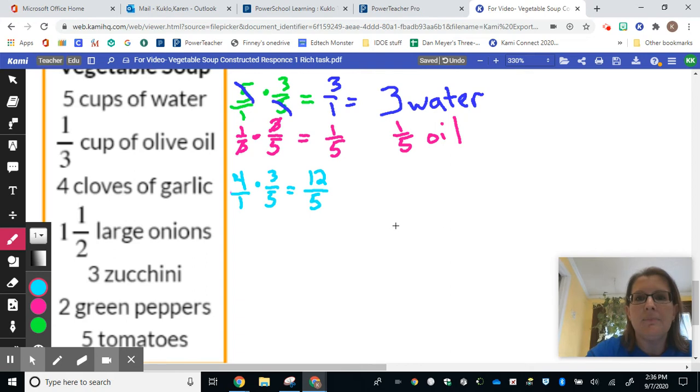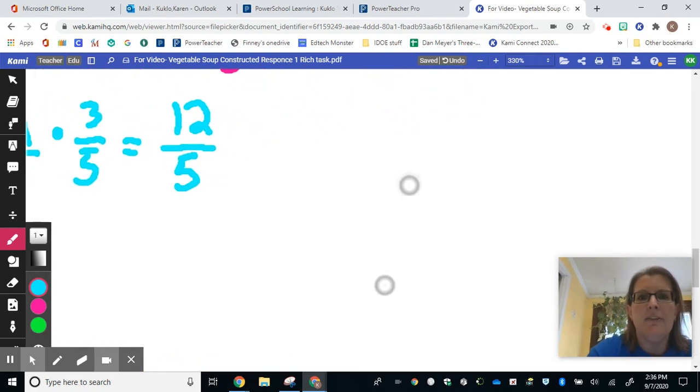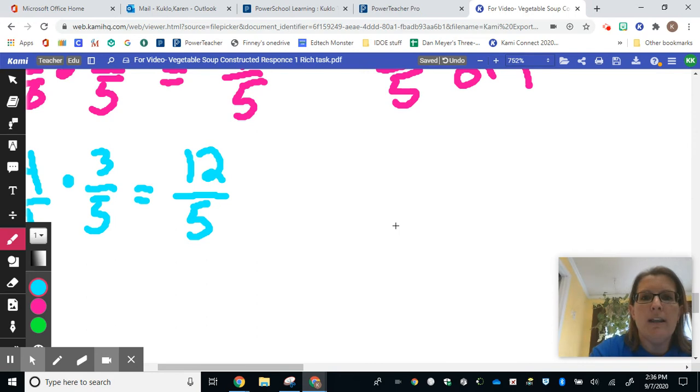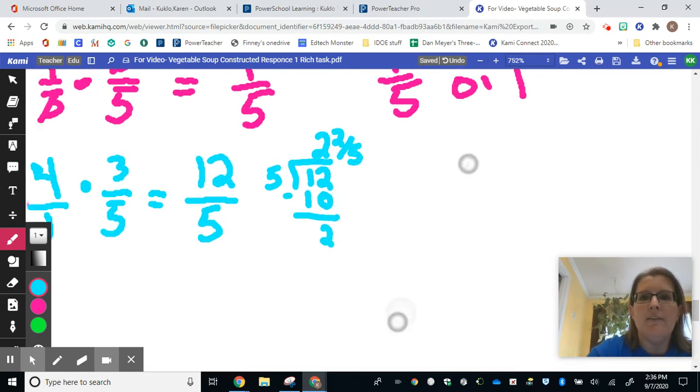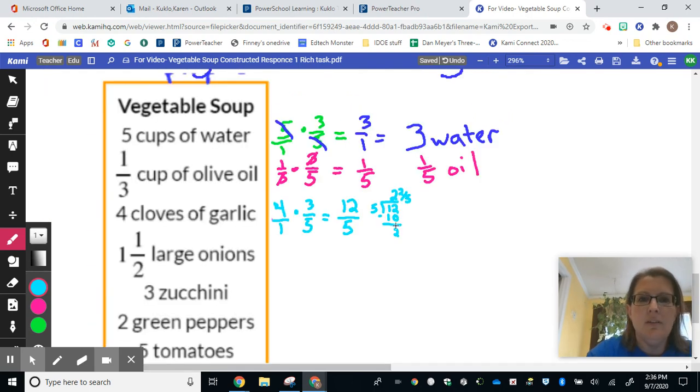But I really want to change that into a mixed number. And I'm going to zoom way in here so that I can do my mixed number work without taking up too much space. So 5 goes into 12 2 times. 2 times 5 is 10. I subtract and I get 2. So that will be 2 2/5 cloves of garlic. So 2 2/5 is easier to understand than 12/5 cloves of garlic.